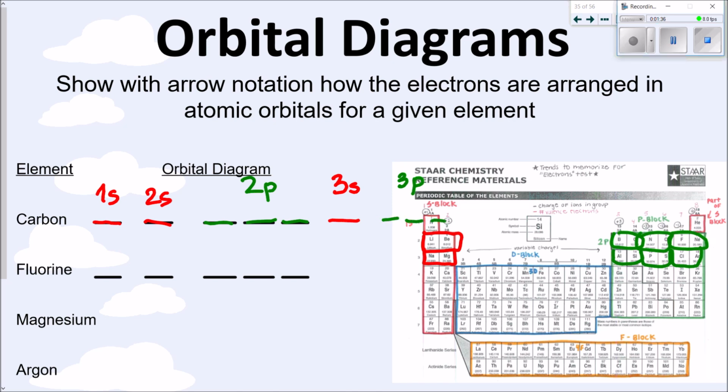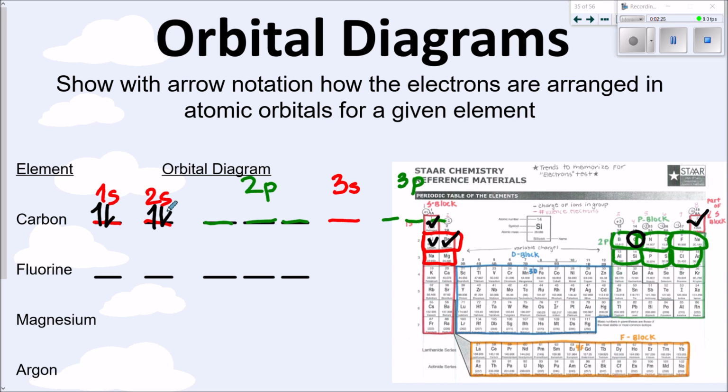Now let's work on filling up these orbitals for carbon. Carbon is located right here on the periodic table. It's going to have 2 electrons in the 1s orbital. These electrons are shown to have opposite spins because they're occupying the same orbital. Then there would be 2 electrons in the 2s, represented once again by 2 opposite spin arrows.